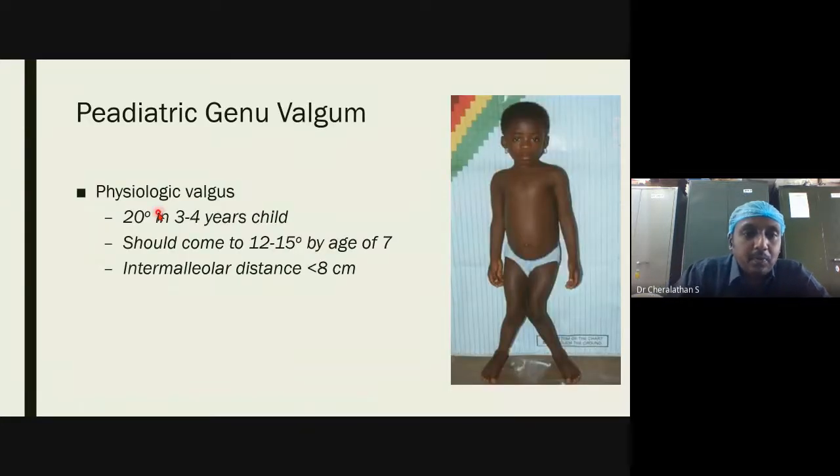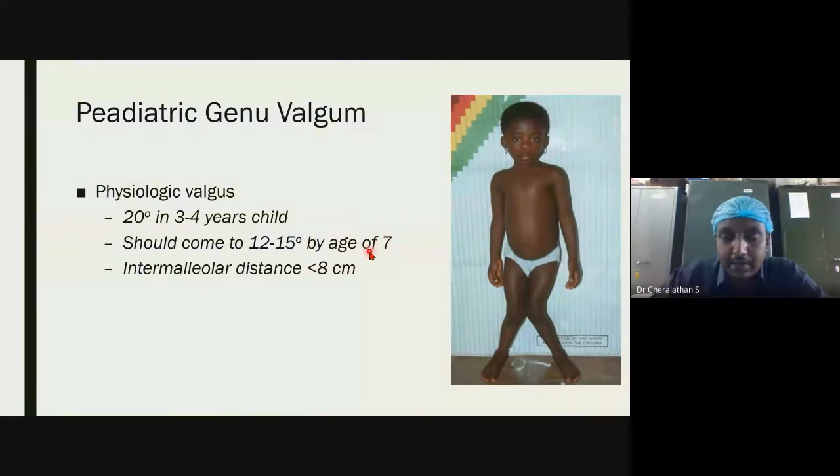So, what is physiologic valgus? Physiologic valgus depends on the child's age. Like we discussed just now, maximum valgus can be there at the age of 3 to 4 years. It can reach up to 20 degrees. Anything beyond this, we should have doubt. The child is not normal then, right? Now, this should come to the normal angle of 12 to 15 degrees. 15 degrees of valgus angle is the normal, and that should be reached by the age of 7 years.